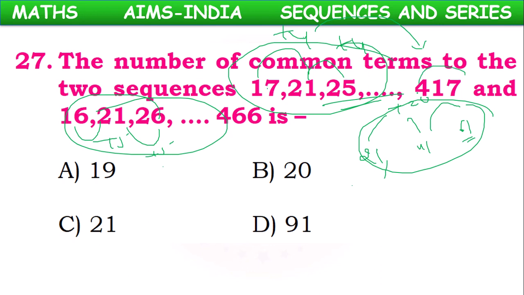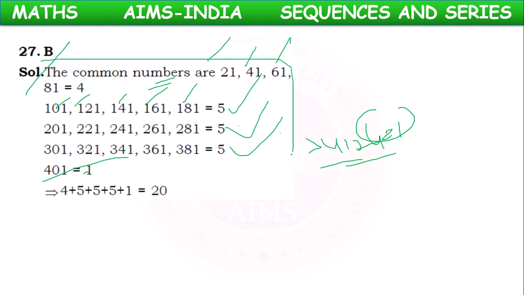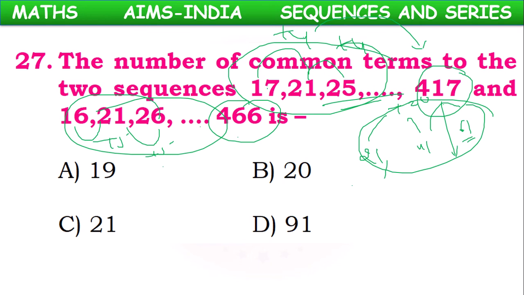But here this one is up to 417 only, and this one is up to 466. So here only 401 will be common. After that 421 will be common, but it is greater than 417. So up to 401 we have these common terms. Here 4, 4 plus 5 plus 5 plus 5 plus 1. So total 20 common terms are there.